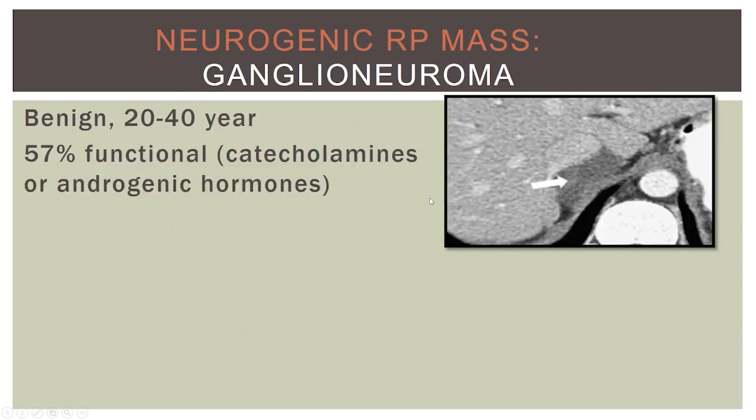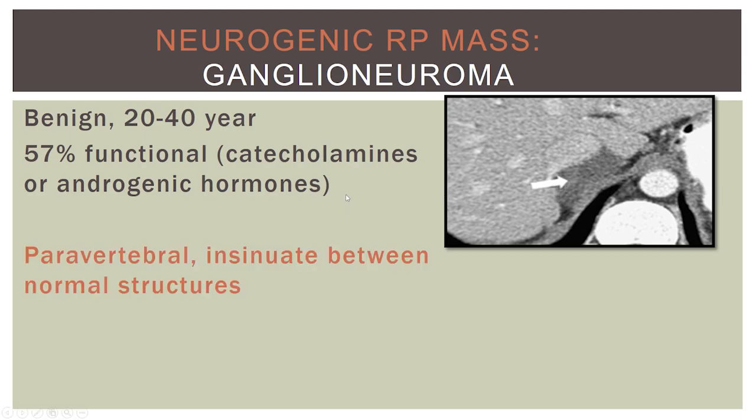Ganglioneuromas, they're benign, younger age group, up to 50% functional with secretion of catecholamines and androgenic hormones. They arise in the typical location just posterior to IVC or on the other side at the same level on the left side, medial to the adrenal glands, where the sympathetic ganglia live bilaterally medial to the adrenal glands. So they are paravertebral and they insinuate between normal structures without invasion, just like lymphangiomas.